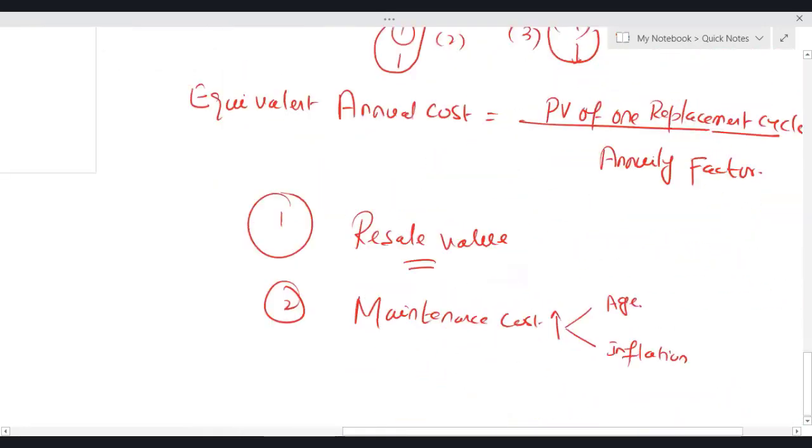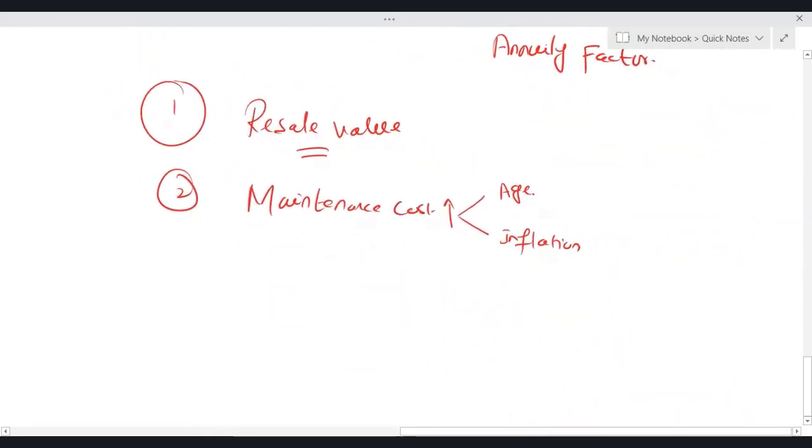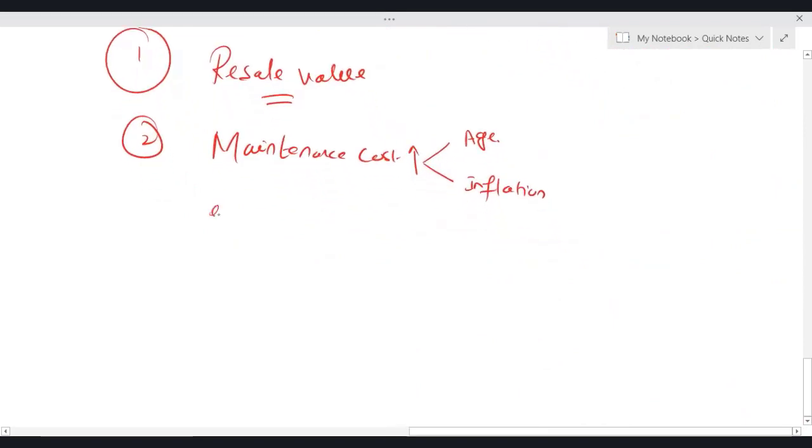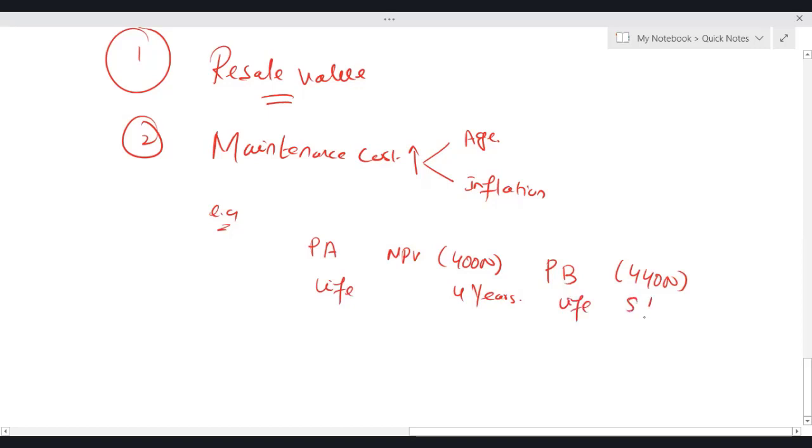Now, another thing is, for example, let's say we have plant A with a negative NPV of 40,000. The life is 4 years. We do have plant B. The negative NPV is 44,000. Life is 5 years.